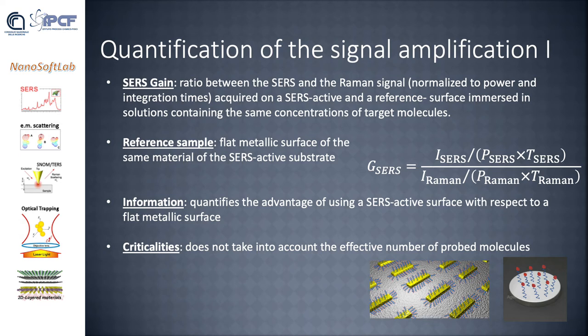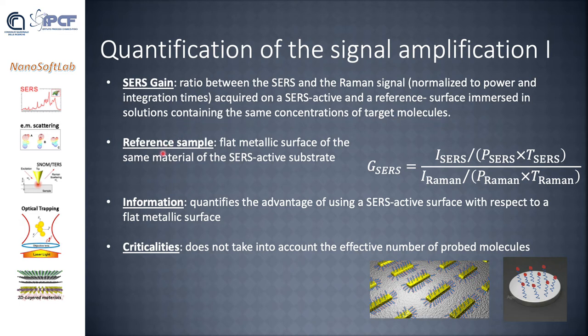The quantification of the signal amplification can be performed using two quantities. The first one is the so-called SERS gain, that is the ratio between the SERS and the Raman signal, normalized to the power and integration times, acquired on a SERS active substrate and on a reference surface, after both samples have been immersed in a solution containing the same concentration of target molecules.